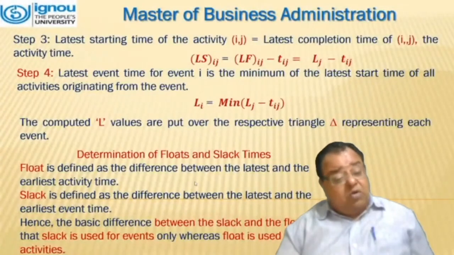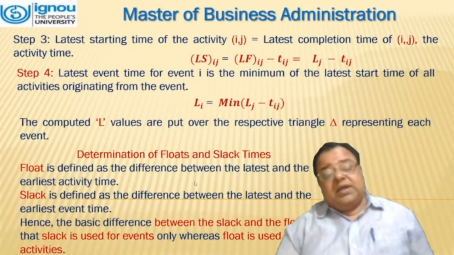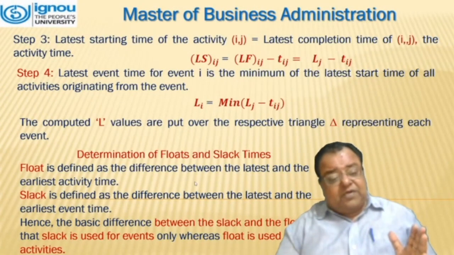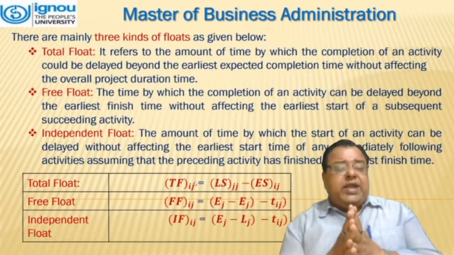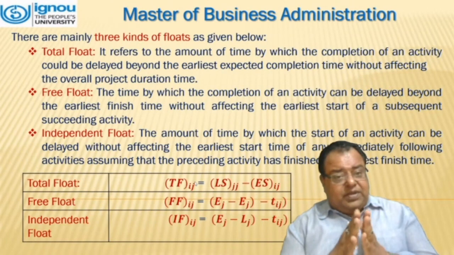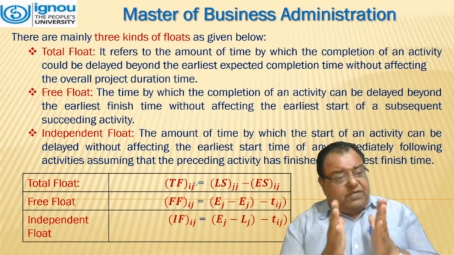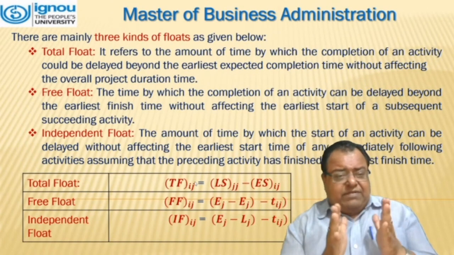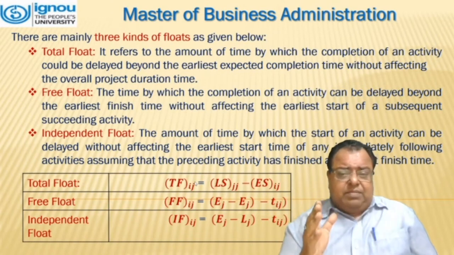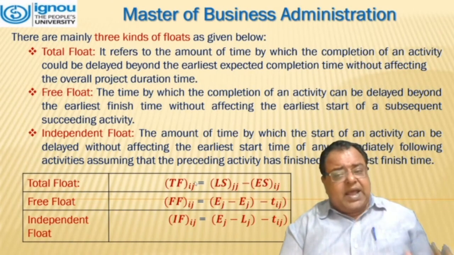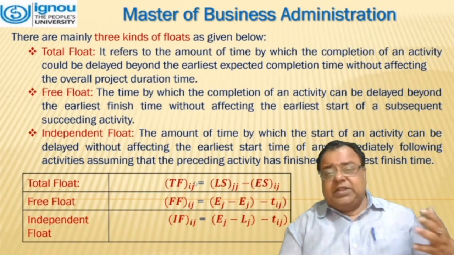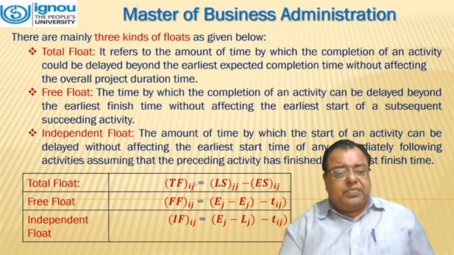...used for events only, whereas float is used for activities. There are mainly three kinds of float. The first one is total float. It refers to the amount of time by which the completion of an activity can be delayed beyond the earliest expected completion time without affecting the overall project duration.